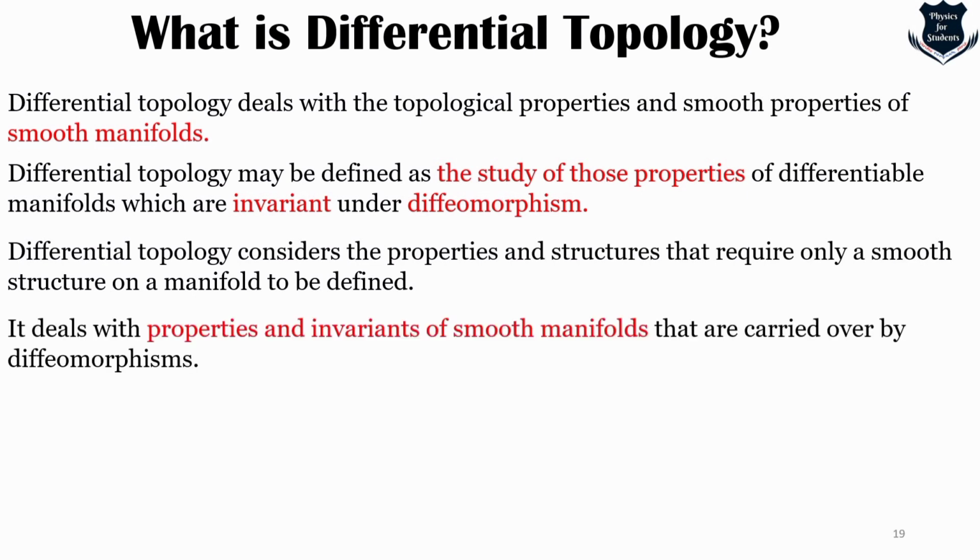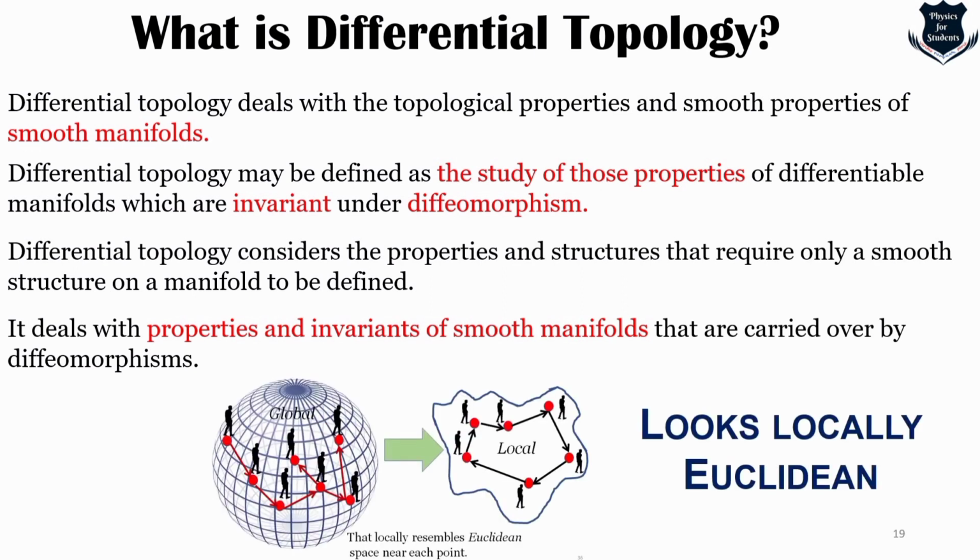So it deals with properties and invariants of smooth manifolds that are carried over by diffeomorphisms. What do I mean by diffeomorphism? Just to give an idea from my last video, something which looks locally Euclidean. By comparison, differential topology is concerned with coarser properties such as the number of holes in a manifold, its homotopy type, or the structure of the diffeomorphism group. Because many of these coarser properties may be captured algebraically, differential topology also has a strong link with algebraic topology.